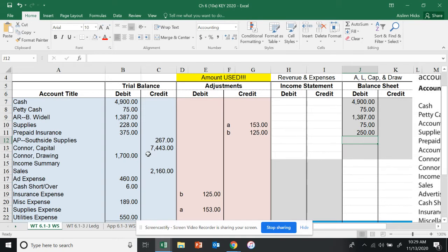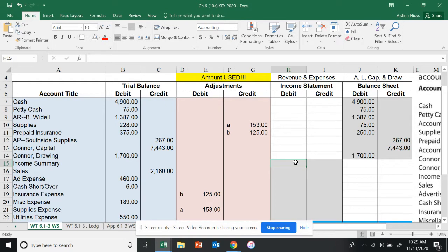Now, don't get stuck with this optical illusion here. All right. These two are credits. So let's go ahead and pull those over in the credit column of the balance sheet and in the credit part for the capital as well. And then drawing is a debit. Oh, out of gray lines. That means I'm on to the income statement.